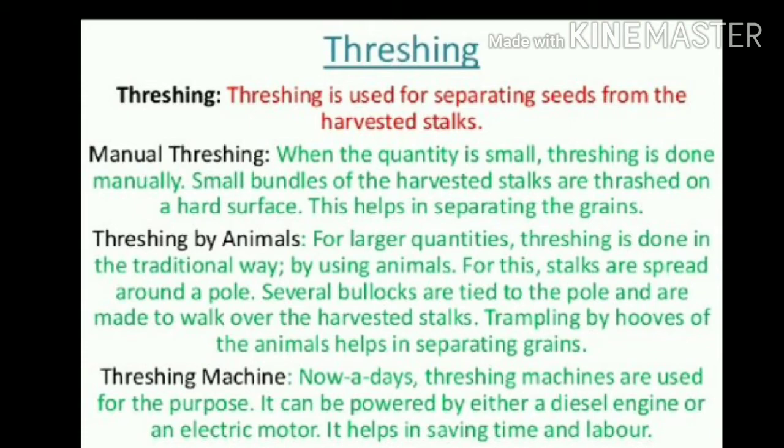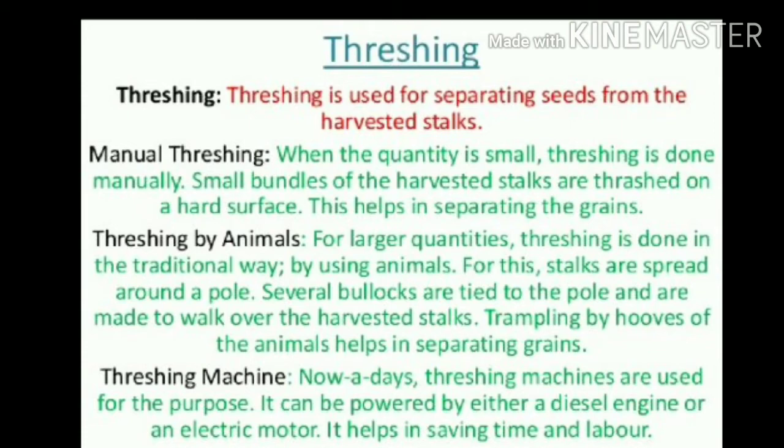And the third is threshing machines. Nowadays threshing machines are used for the purpose. A machine can be powered by either a diesel engine or an electric motor. It helps in saving time and labor. Those two methods we have seen require more time as well as labor work. But if it is done with the machine, it saves time as well as labor.